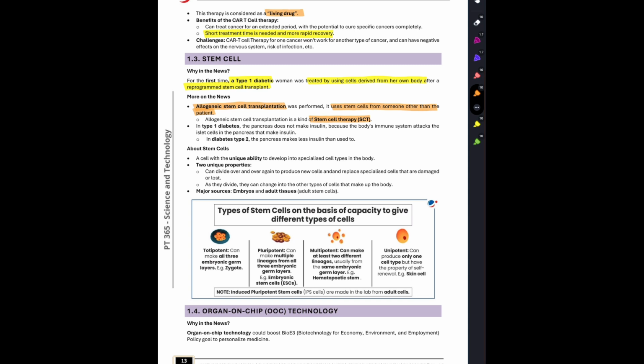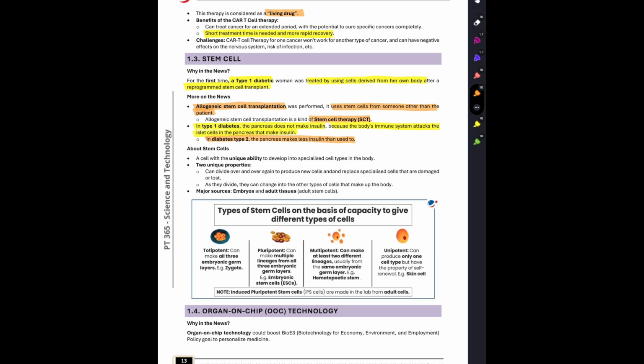In type 1 diabetes, the pancreas does not make insulin, whereas in type 2 diabetes, there is insulin resistance. So in type 1 diabetes, the pancreas does not make insulin because the body's immune system attacks the islet cells in the pancreas that make the insulin. Whereas in type 2 diabetes, the pancreas makes less insulin than it used to. So in type 1 diabetes, insulin is not produced, whereas in type 2 diabetes, the pancreas makes less insulin than it used to.